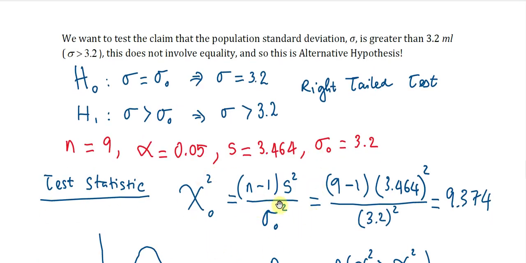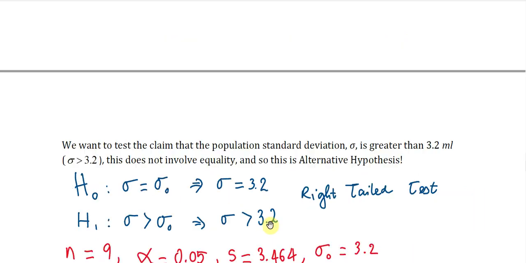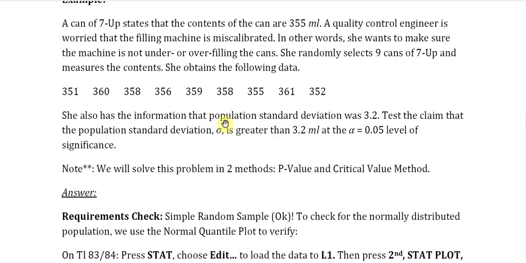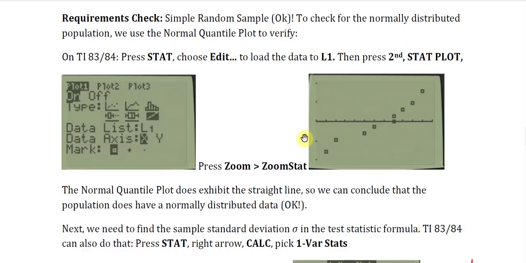This is the test statistic. You have n, the number of data points, which is 9 data points. S is the sample standard deviation. Sigma naught, this is the population standard deviation, and we also got that info from here. Population standard deviation was 3.2, right? So now we are testing the claim that sigma is greater than 3.2, bigger than 3.2.